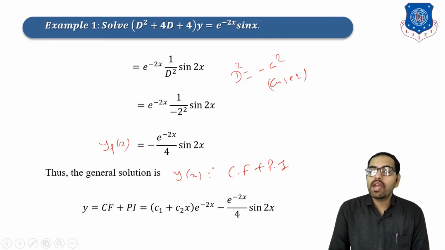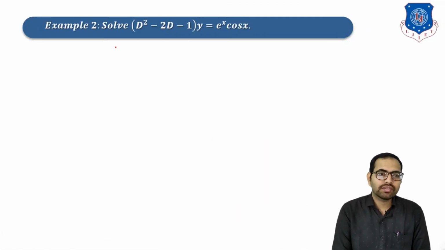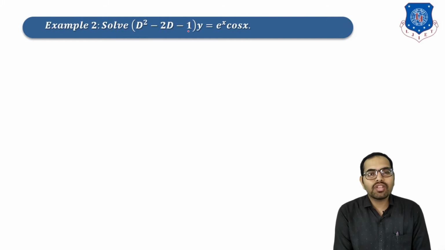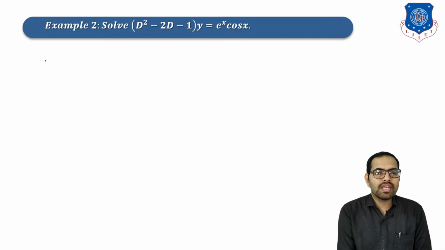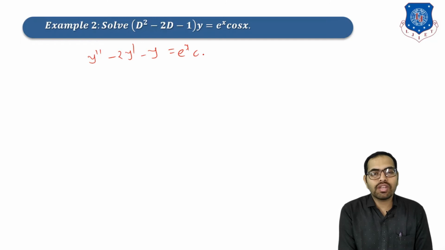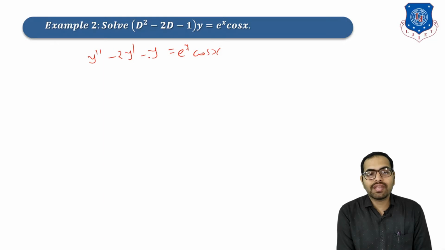Let's move on to one more example for better understanding. Solve (D squared minus 2D minus 1) of y is equal to e raised to x cos x. See, sometimes our example may be asked as y double dash minus 2y dash minus y equal to e raised to x into cos x. Maybe in terms of y dash and y double dash, this is our higher order ordinary differential equation; since there are two derivatives, we can say it is a second order ordinary differential equation.